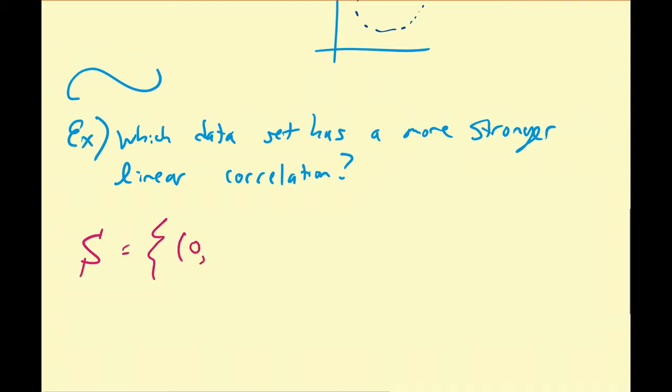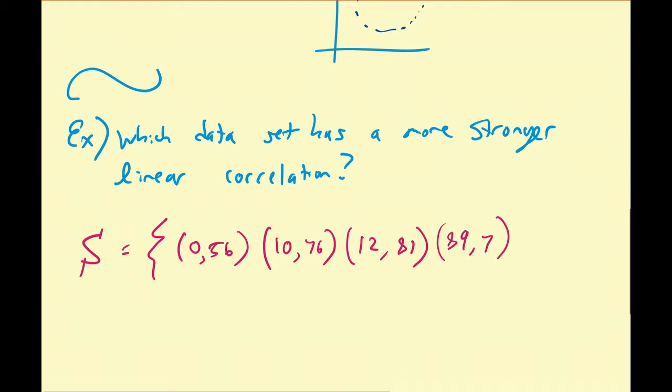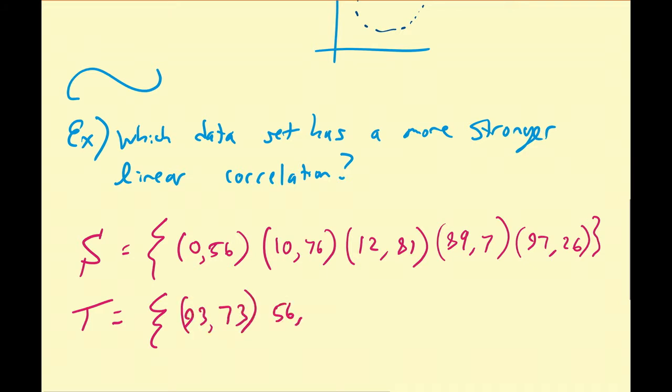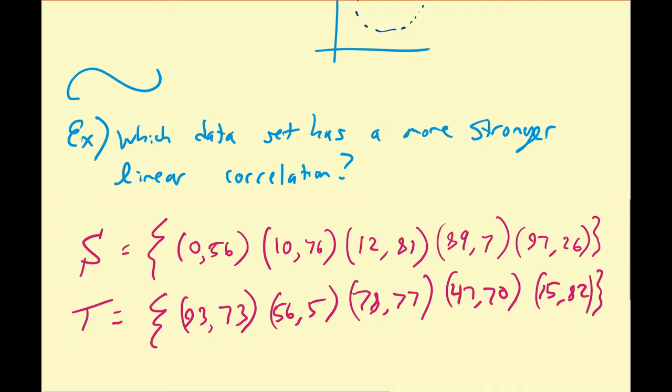So S is going to comprise 0, 56, 1076, 1281, 897, and 9726. And another sample T is going to be 9373, 565, 7877, 4770, and lastly 1582. And if you want to take the time to get these data sets in Excel before we move forward, please pause the video and input them.